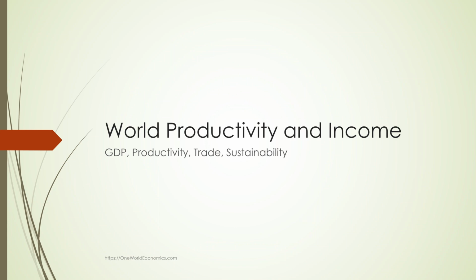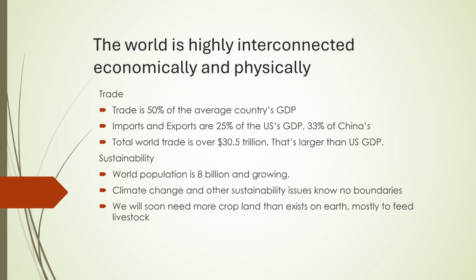So first we'll take a look at world productivity and income. The first thing I noticed when I looked at the world economy is how integrated it is and how we're all tied together by trade and sustainability issues. If you look at trade, trade is 50% of the average country's GDP. In the United States, it's 25% of our GDP and 33% in China. That doesn't mean it's actually 25% of GDP. It means the size of trade, incoming and outgoing trade, is 25% of the GDP, so enormous. World trade is over 30.5 trillion, which is larger than the US GDP.